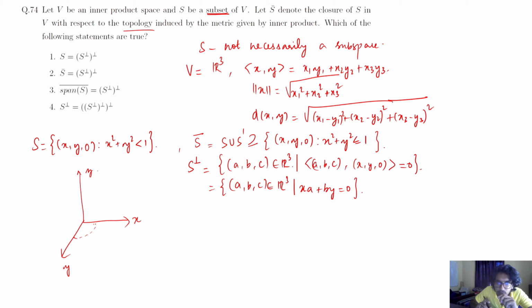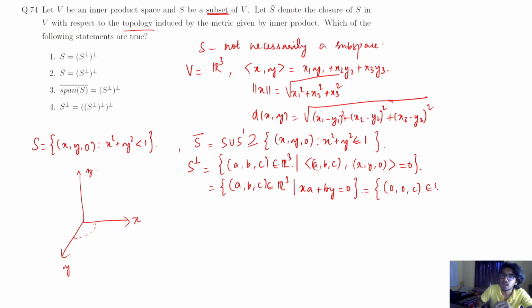This has to be equal to 0. So if you find the basis, this can have the basis 1 0 0 and 0 1 0, and if you identify, this would turn out to be 0 0 C in R3, because if it has to be 0, it will force your A and B to be 0, right? Because you don't always take X and Y equal.